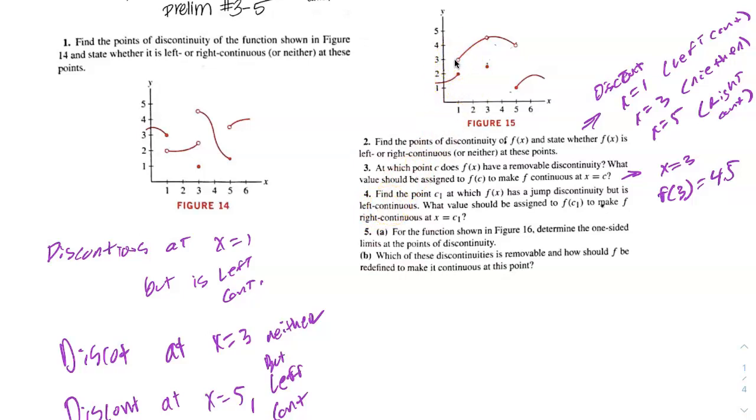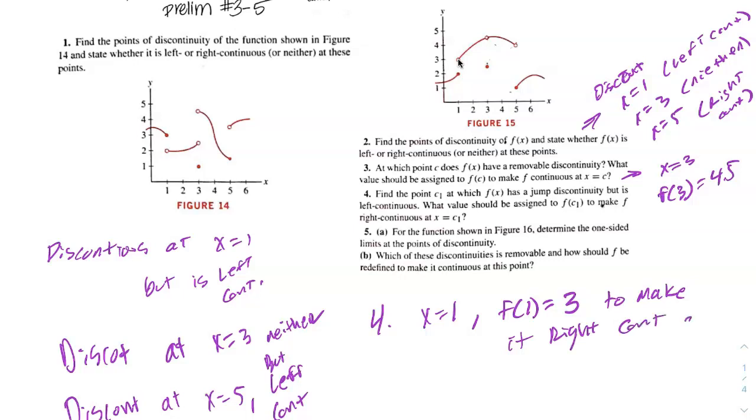So at x equals 1, that's where our jump discontinuity is. What value should we assign to f of C1 to make it right continuous? So right now, f of 1 currently equals 2, and that makes it left continuous. Well, we'll have to change that to make it right continuous. We'll have to make it the number right here, so 3, to make it right continuous. That's all they mean. At x equals 1. So there we go.